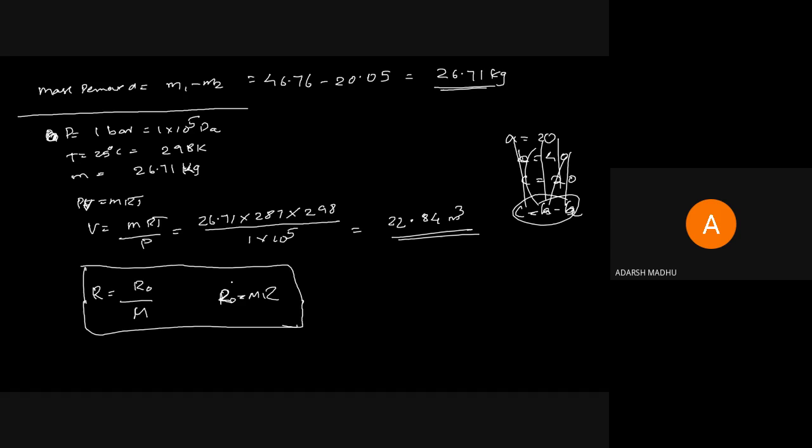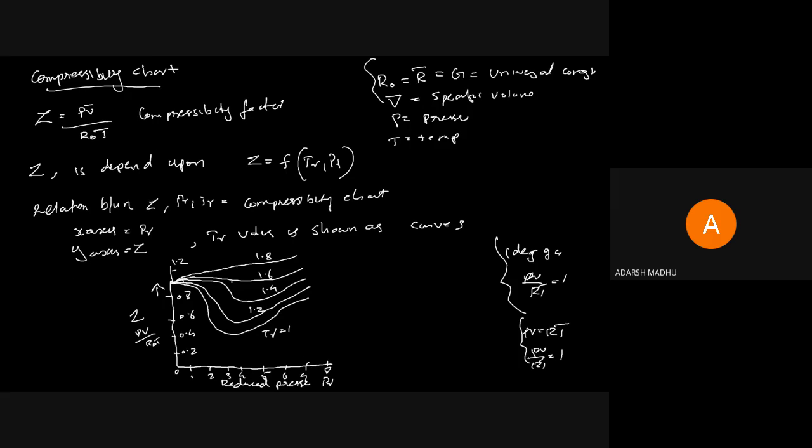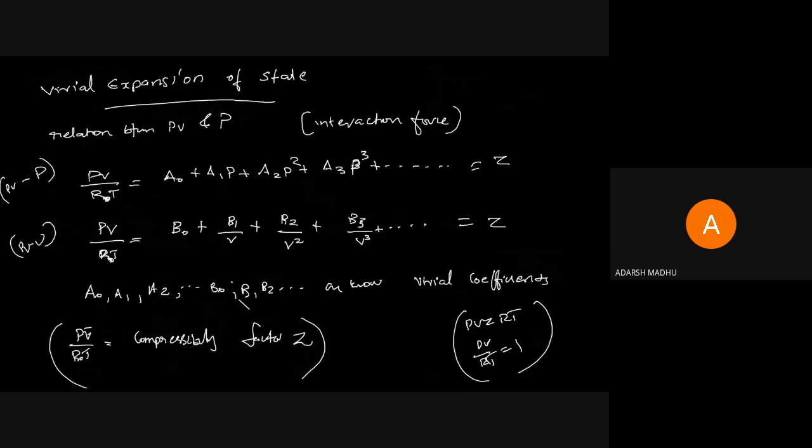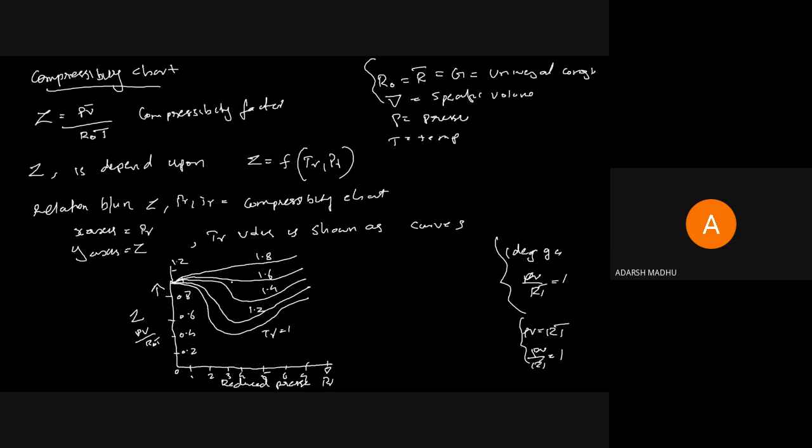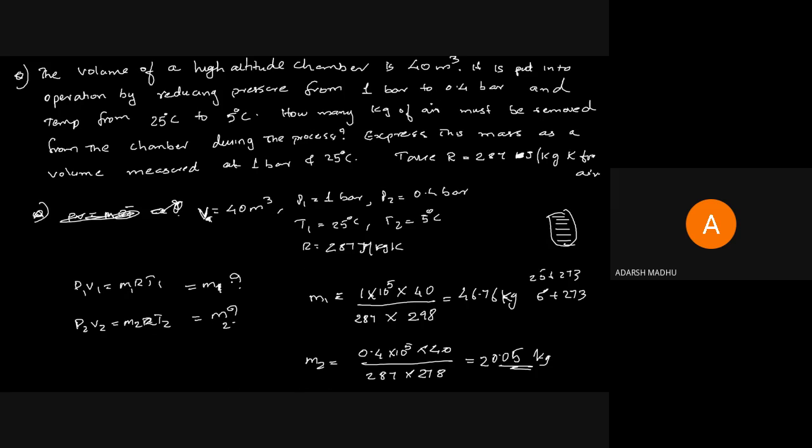This is the method of doing problems in this section. The only equation you are using is PV equal to MRT, and the relation R equal to R naught by M. You want to find either pressure, volume, mass, or T value, etc. We can do more and more problems in our next session. Today's session covered reduced properties, the compressibility chart, the law of corresponding states, and a problem related to our module.